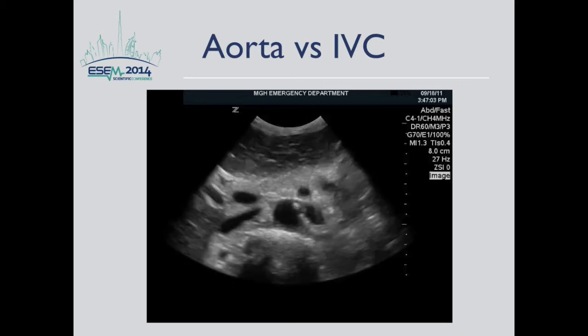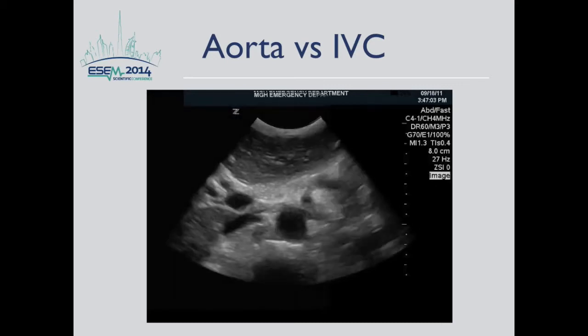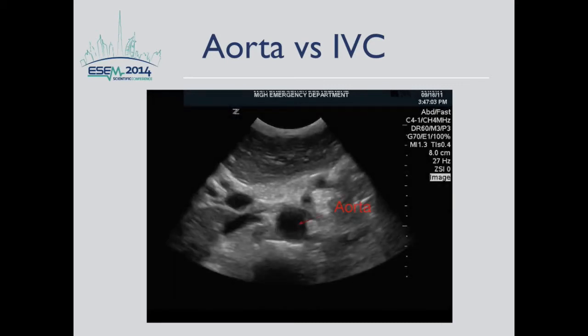So these are just a few points on how to differentiate between the aorta and the IVC. This is a still image of the same ultrasound clip demonstrating the aorta and the IVC.